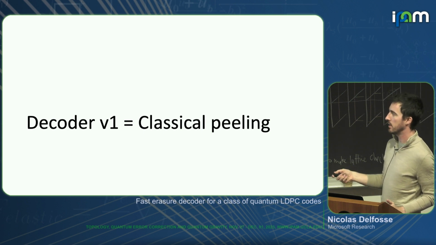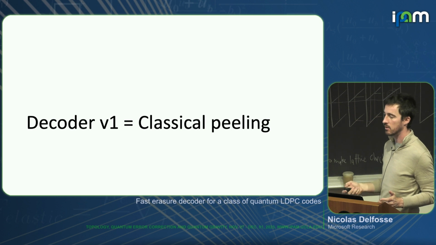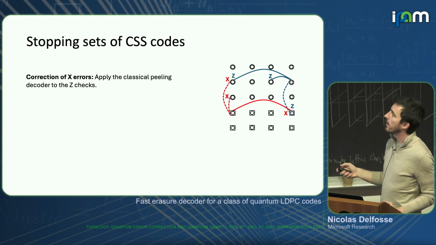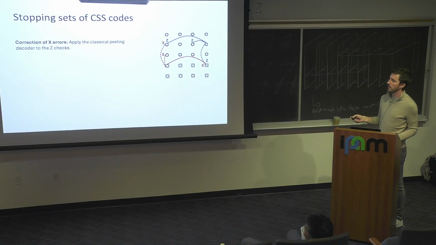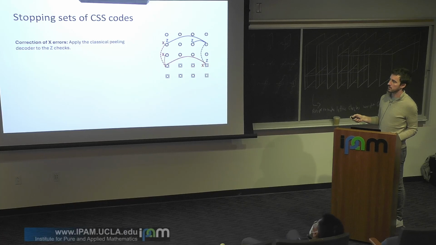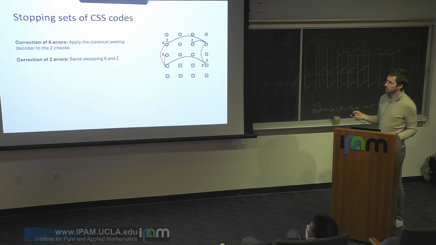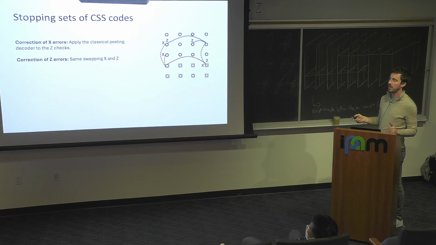Let's use the classical peeling to decode quantum LDPC codes. We have 2 types of checks, but we can apply the classical peeling twice. So we're going to use general CSS codes, and we're going to run the classical decoder to apply the correction of X errors. Using the Z checks, we can run the classical peeling. In some cases, it's stuck, but if we are lucky, it's going to work well. And it's going to correct X errors. We do the same thing for Z errors, swapping X and Z. We can do that for any CSS code, any code defined by 2 types of checks.